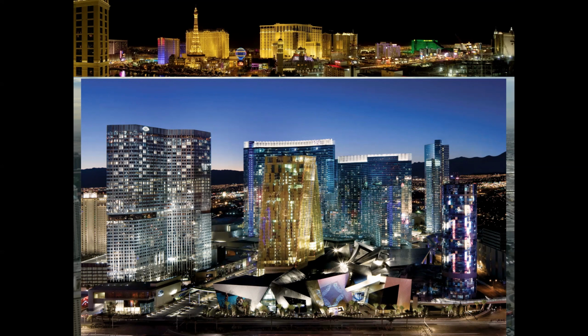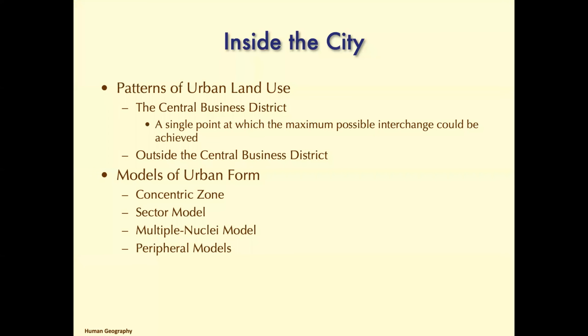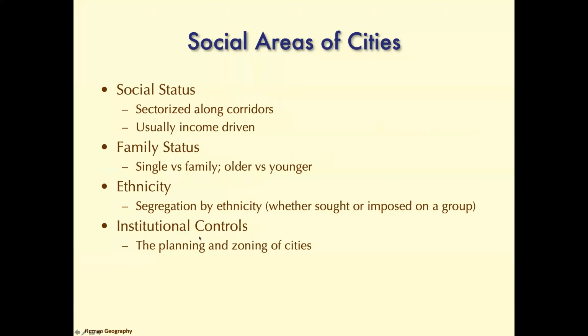So, of course, again, during this whole coronavirus outbreak, this city has been hit very hard. So it'll be interesting to see what happens as it comes out of this whole mess. Again, some of the patterns of land use and some of the models of the urban form. We won't really get into this very much. Talk about the idea of social areas of cities, social status, family status, ethnicity, and the institutional controls of cities.